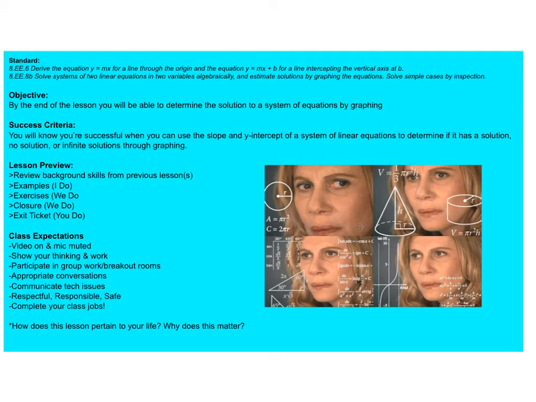Okay. By the end of the lesson, you'll be able to determine the solution to a system of equations by graphing. You'll know you're successful when you can use the slope and y-intercept to determine if it has one solution, no solution, or infinite solutions. And like always, we're going to go through review, examples, exercises, closure, and an exit ticket.